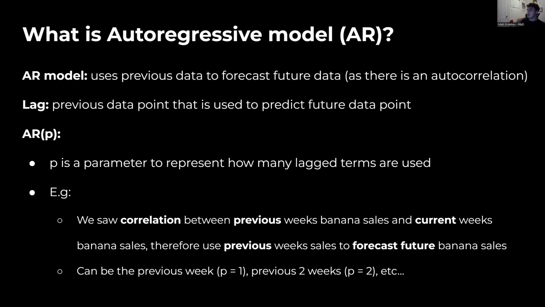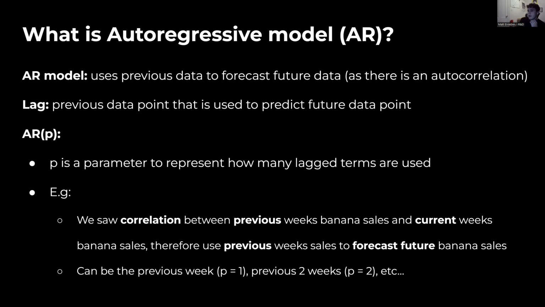Let's say you want to use the previous 2 weeks of your banana sales data. Then you're going to use 2 lags, and your P is going to equal 2, where P is the parameter that's used in the AR model. And this is going to make sense once we get to the ARIMA model at the end.